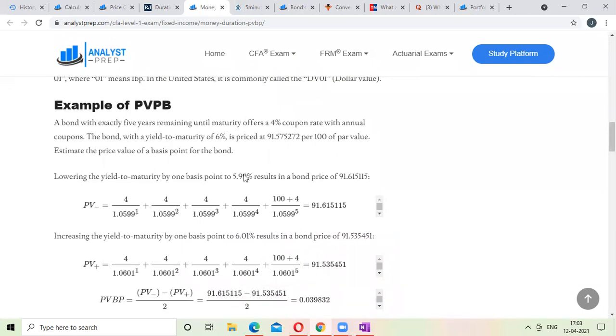A bond with exactly 5 years remaining until maturity offers a 4% coupon rate with annual coupons. आपके पास एक बॉन्ड है जिसका मेच्योरिटी 5 इयर्स का है, 4% कूपन ऑफर कर रहा है. यील्ड टू मेच्योरिटी 6% है और आप $100 के बॉन्ड को खरीदने के लिए प्राइस पे कर रहे हैं. That means it's a discount bond. ओके.